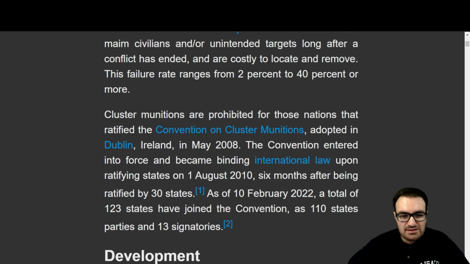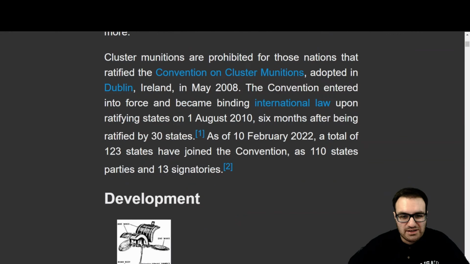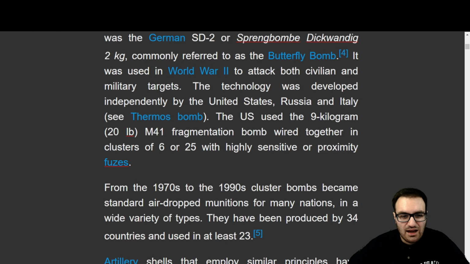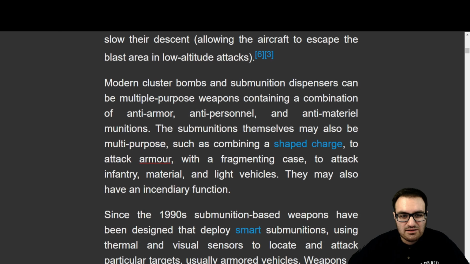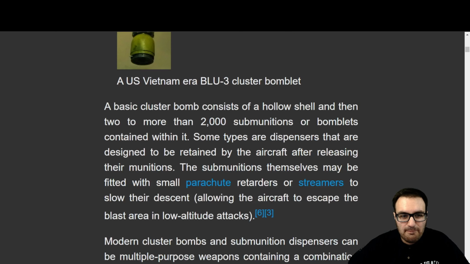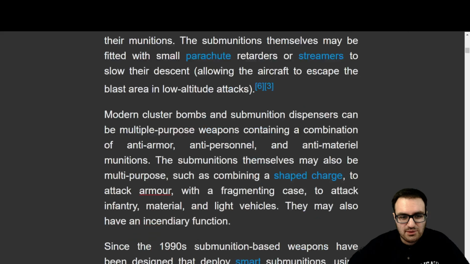We see that 123 states have joined the convention prohibiting cluster munitions because of their detrimental effects on civilians, likely. We're going to skip this. We don't really care. I mean, this is a little bit interesting. Basic cluster bomb consists of a hollow shell and then more than 2,000 submunitions or bomblets contained within it. Wow.